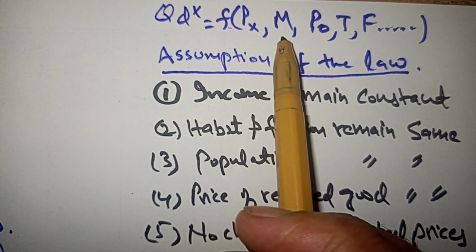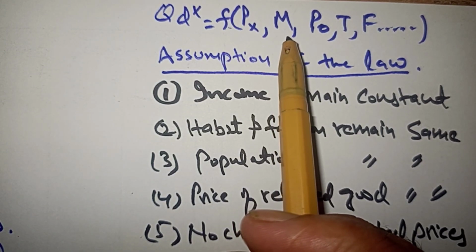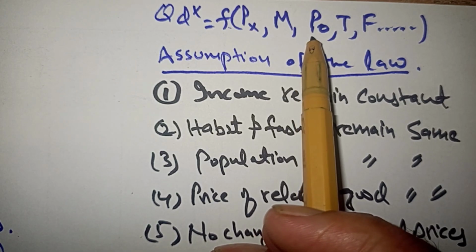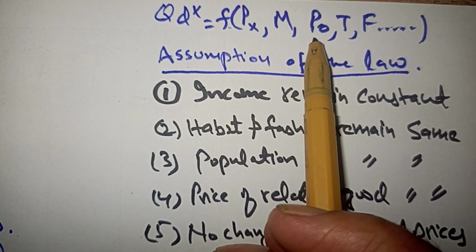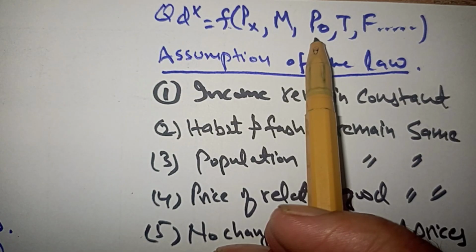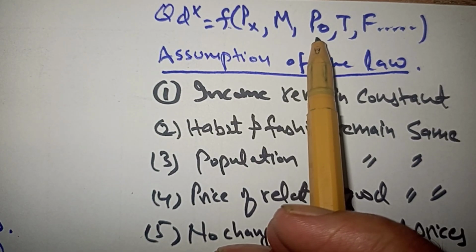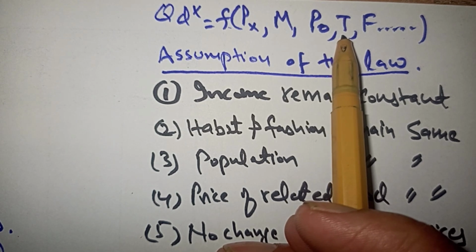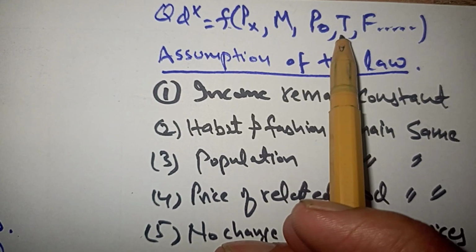Now M means money income of the consumer or money income of the household. P naught means prices of related goods. Related goods means the prices of substitute or complementary goods, or it may be prices of unrelated goods. T means the taste of the household or consumer.